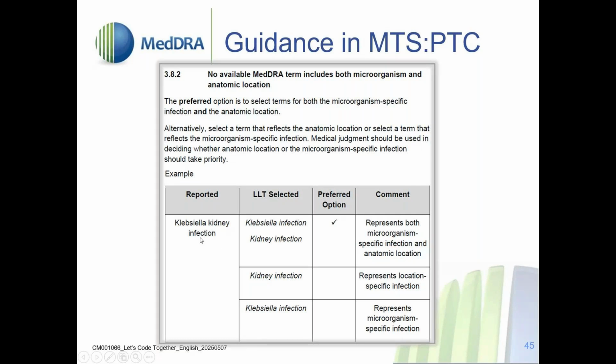So here we have some examples. The report says that a Klebsiella kidney infection occurred, and the preferred option would be to split code and capture the Klebsiella infection, to capture here the microorganism-specific information, and to capture the affected site, you would also assign kidney infection. And the alternative options, of course, would be kidney infection or Klebsiella infection. So in all these instances, if you or your organization decides to take the alternative approach or the preferred approach, this should always be documented in your in-house coding conventions, and coders should be trained accordingly so that this approach, either preferred or alternative, is applied consistently.